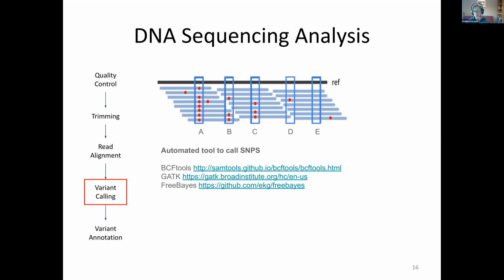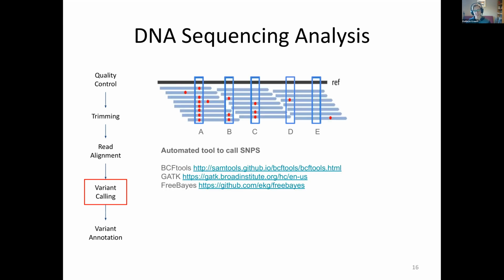So some automated tools to call SNPs here. BCF tools is a really good, quite basic SNP caller. GATK and Freebase are also very good. They're slightly more sophisticated, and these use Bayesian modeling to take into account more information about things like the mapping quality and the location of the SNPs in the reads and what other features are around the SNPs in order to improve the probabilities of the SNP calling. But any of these three SNP callers are very good to use.